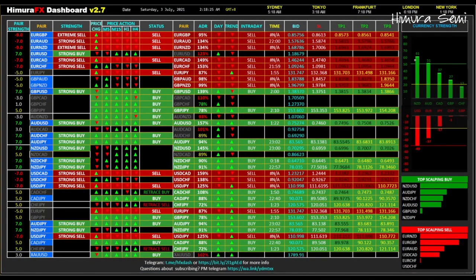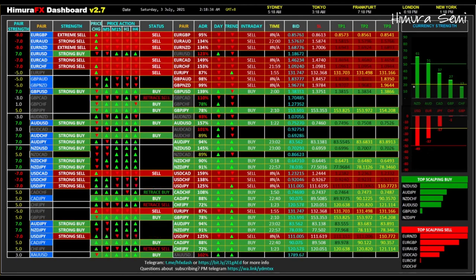Now let's find out how the sell pair looks. As you can see, Euro is the weakest against the strongest currency, which is New Zealand dollar. Let's take a look at the Euro-New Zealand dollar pair. It has a blue box in its pair column. As we are looking for a sell entry, the strength column should indicate an extreme sell. Yes, it is literally an extreme sell, you are right.